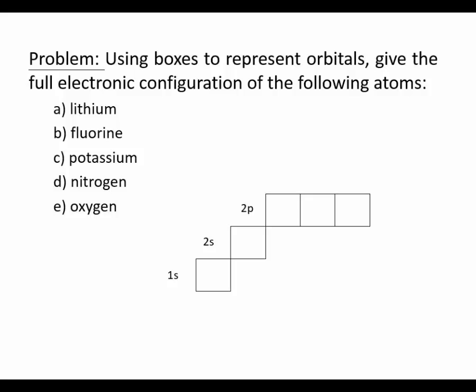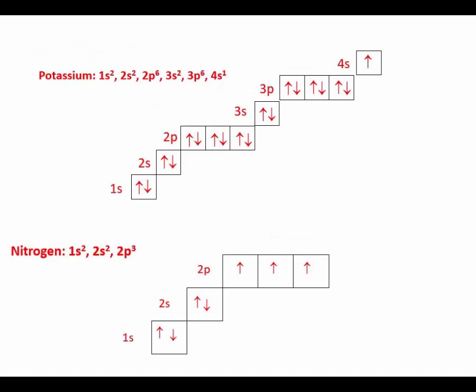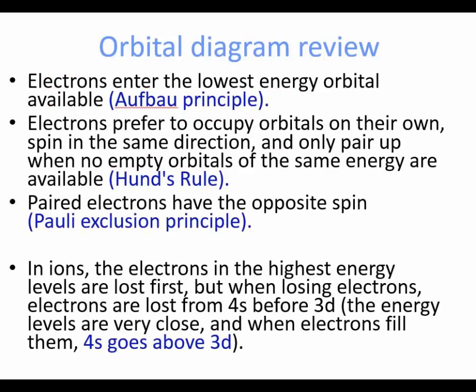Alright, so here we have some problems: lithium, fluorine, potassium, nitrogen, oxygen. Pause the video and see if you can work those ones out. And the answers are here: lithium, fluorine, potassium, nitrogen, and oxygen. Here's a summary of the rules, and now we're moving on to a high-level work.